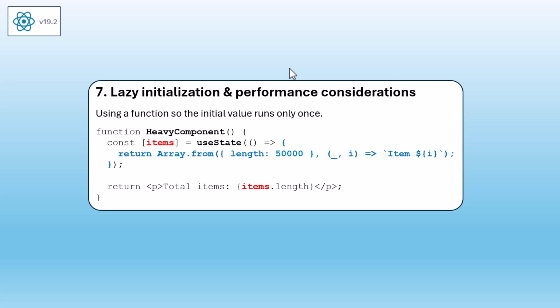7. Lazy initialization and performance considerations. When the initial state requires a heavy computation, for example building a large array or computing an expensive default, you do not want that computation to run on every render. React supports a pattern where you provide a function that returns the initial state. That function is only executed once, on the initial render, rather than on every render. This helps keep your components efficient.